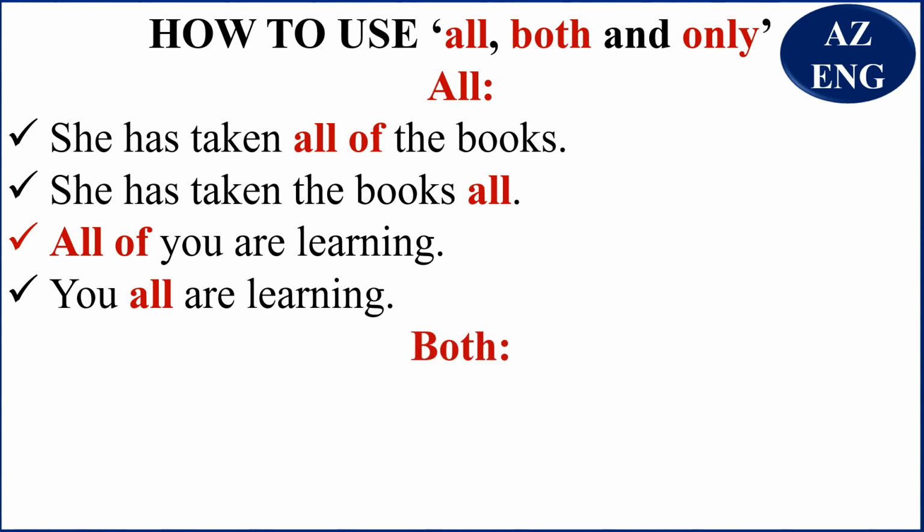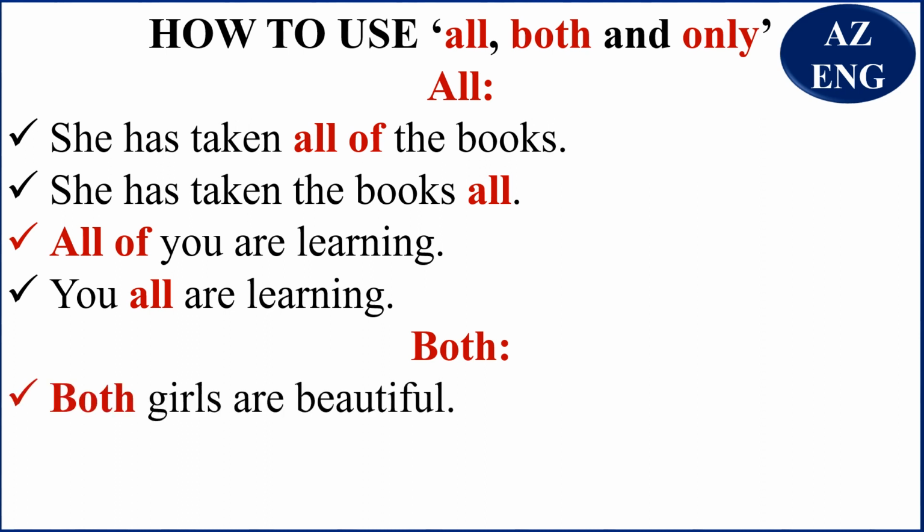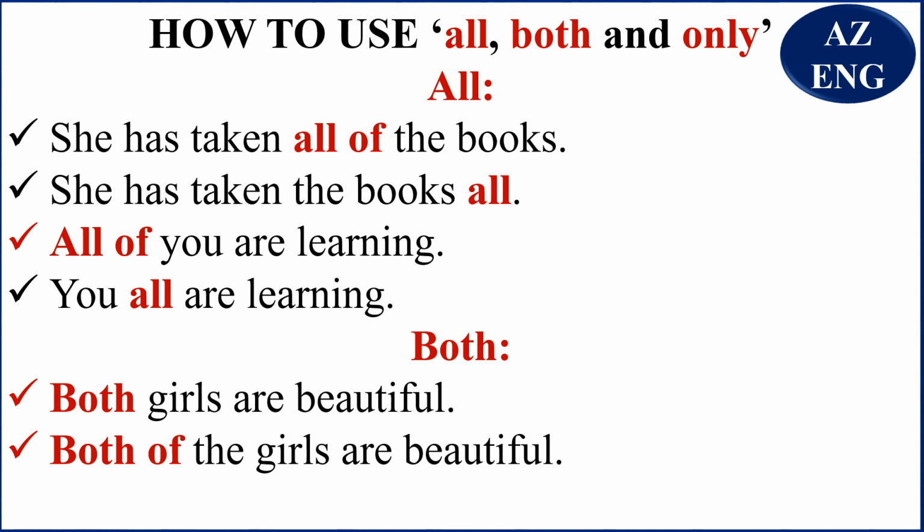Then both. Let's see how we can use both. I can say both girls are beautiful. Both girls are beautiful. I can say both of the girls are beautiful. Both of the girls are beautiful.